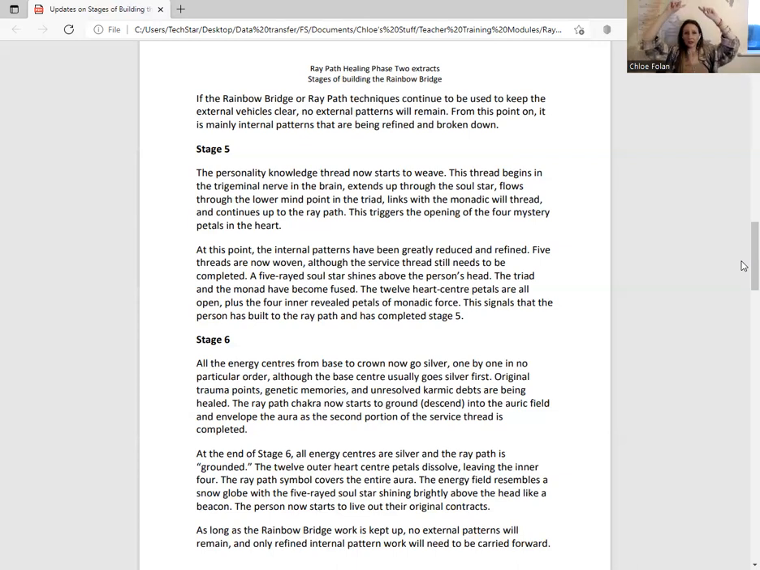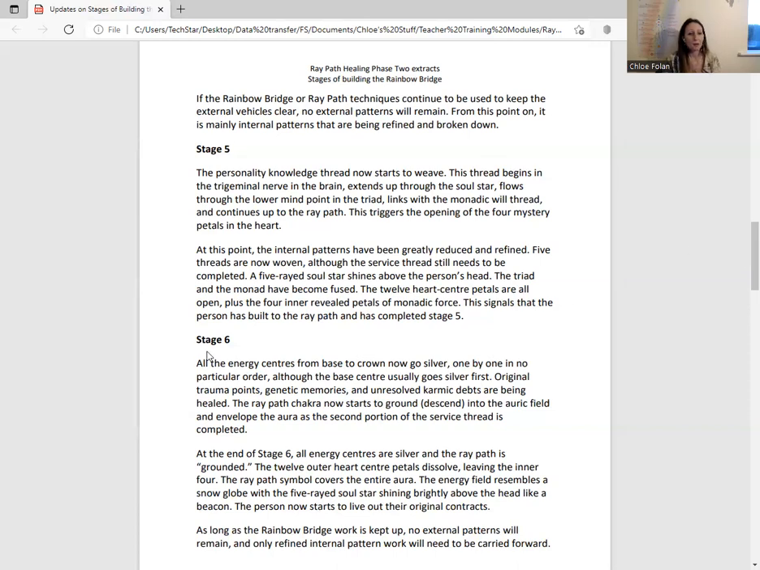So a very clear built Antahkarana all the way up to your Ray path chakra with no triad and monad in between. Really high level of monadic and soul infusion.